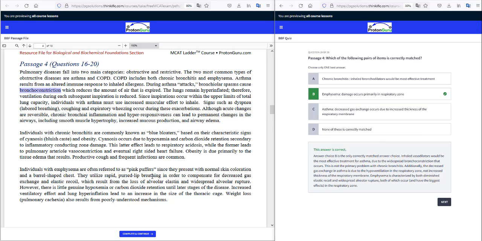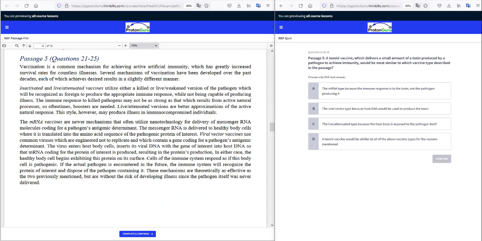Now I will say that the MCAT Ladder program's anatomy analysis is really quite detailed. It's actually separated in a separate course from the rest of the biology material, because I notice for a lot of people that it's some of the details about the anatomy that really gets them on this section of the exam. All right, on to passage 5, questions 21 through 25.